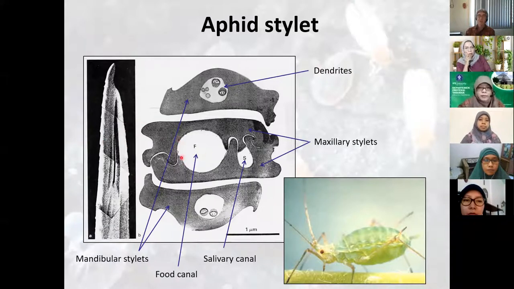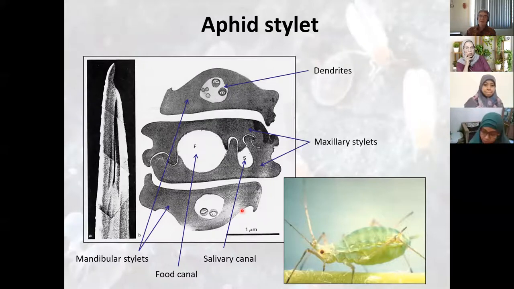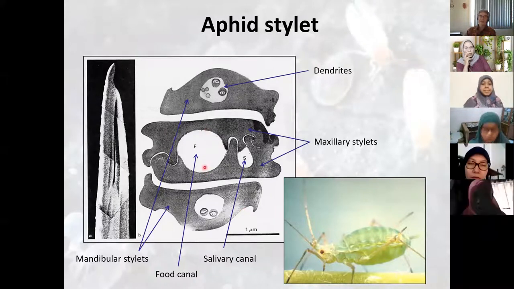you can see there are two main holes or tubes there. The food canal, where food goes up from the phloem into the aphid, and the salivary canal, where the aphid injects saliva into the plant. So into the plant through here, out of the plant through here. And it's only these inner stylets that get injected into the phloem tissue.